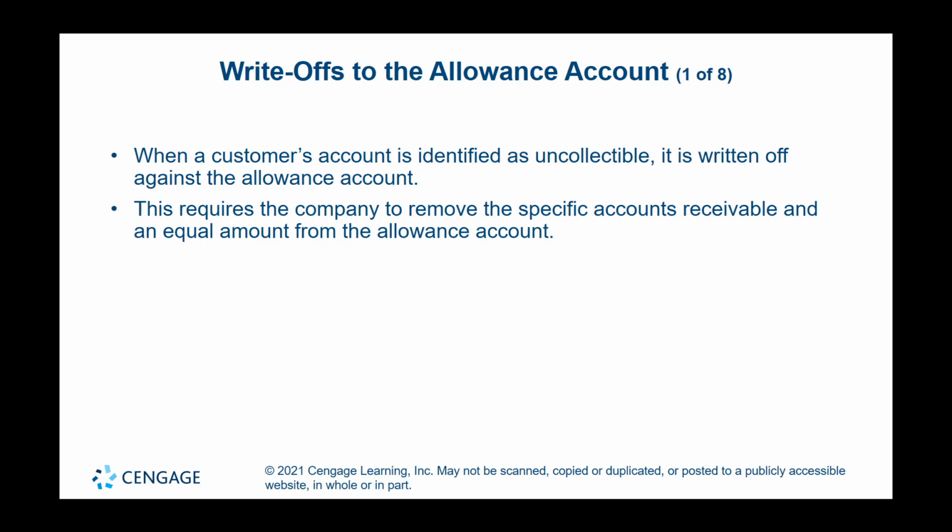$170,000. When a customer's account is identified as uncollectible, it is not written off to accounts receivable. We don't reduce accounts receivable right away as in the direct write-off method. In this case, we have an intermediary step where we write it off to the allowance for doubtful accounts. Think of it as a reserve balance. It's not introduced in the book that way, but in my experience working in the accounting field, that is how it is referred to, as a reserve balance.